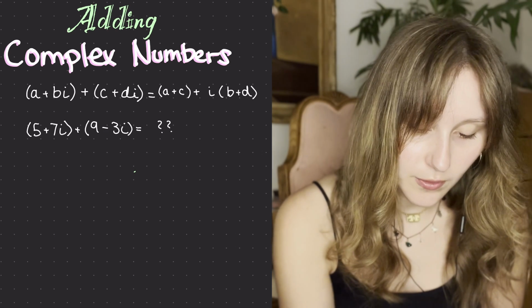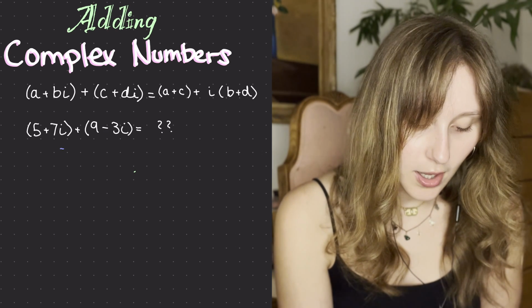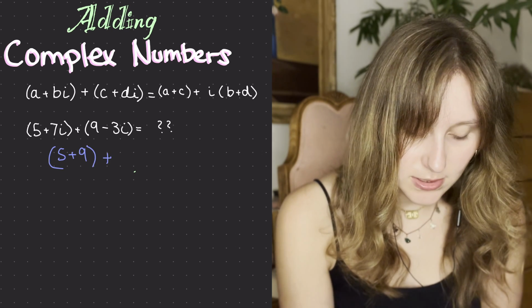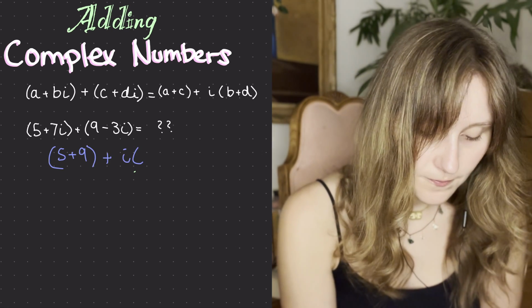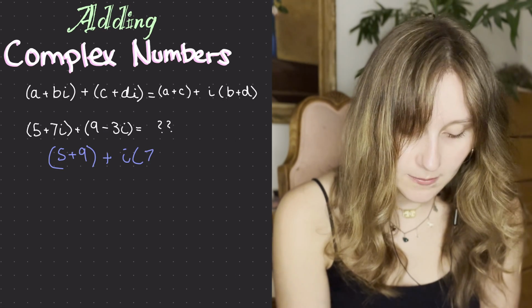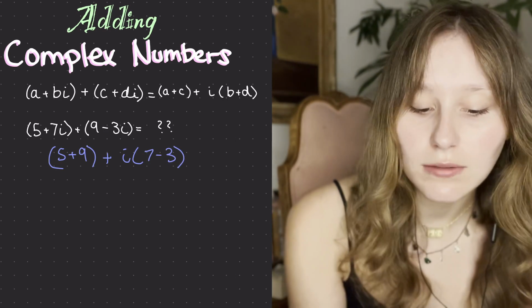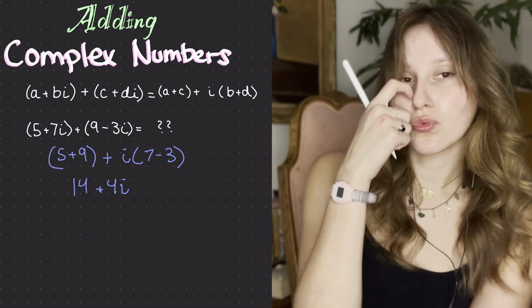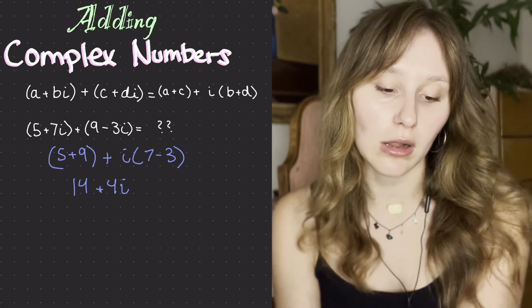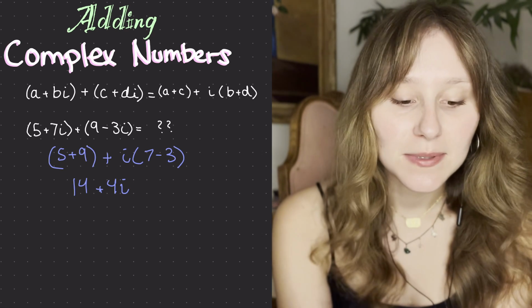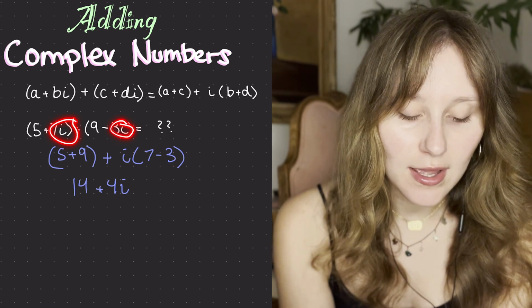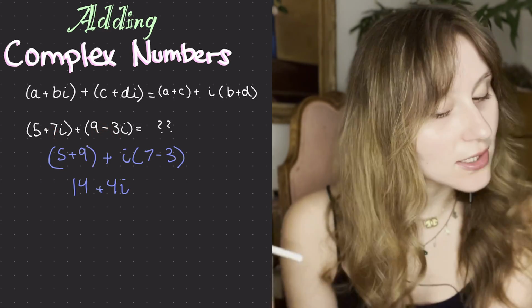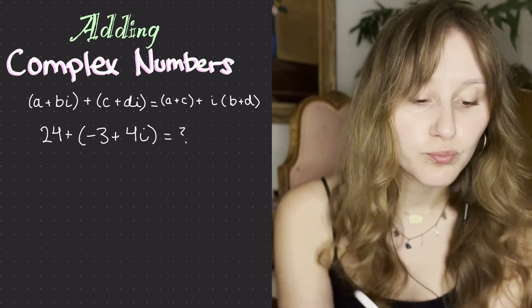The real parts are going to be 5 plus 9, plus the imaginary parts, where we have to put the i on the outside, and then we do 7 minus 3. Okay, plus 4i. That's all. That's literally all. Sounds weird because we have to deal with this i, and then we have to deal with this negative 7 minus 3. So like lots of things to pay attention to, but it's as simple as that, right?